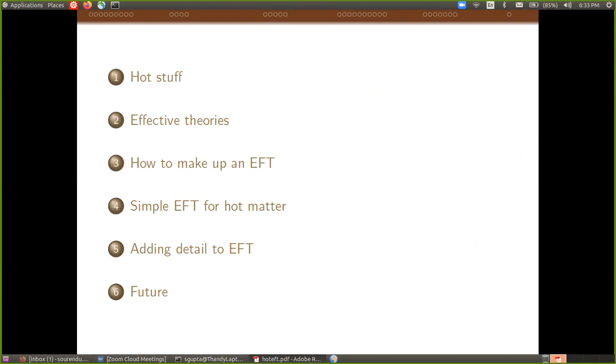Okay, now this talk I've organized into little pieces. Some little bit about what is hot matter, then I'll talk about effective theories, introduce them, then I'll tell you how to construct an EFT, then write down a simple EFT for hot matter, then start adding detail, but I won't do too much detail and I'll stop at that point. Okay, so let me now start on the real stuff.